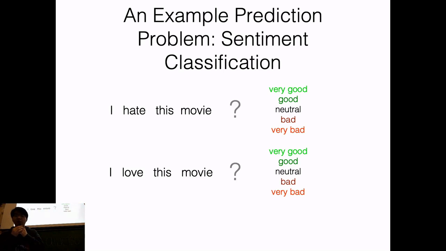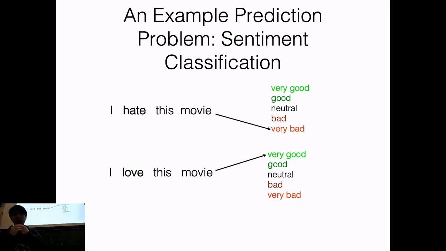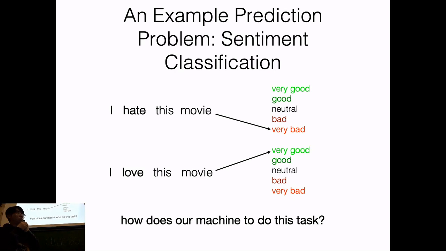For example, here we have these two sentences. I think this task is very easy for people, right? Every time we see the word hate, we know it is a very negative emotion. Every time we see the word love, we know it is a positive emotion. So it's very easy for us to do this task. So the question is, how does our machine do this task?